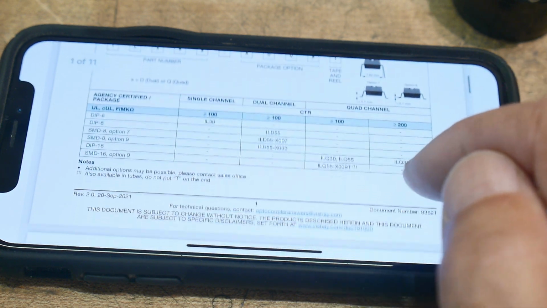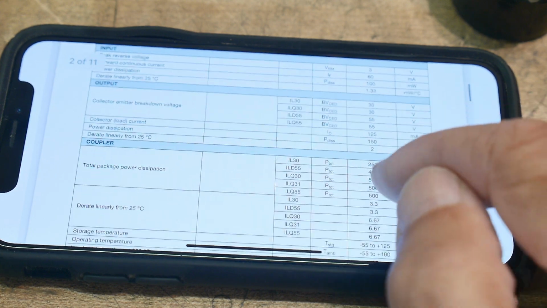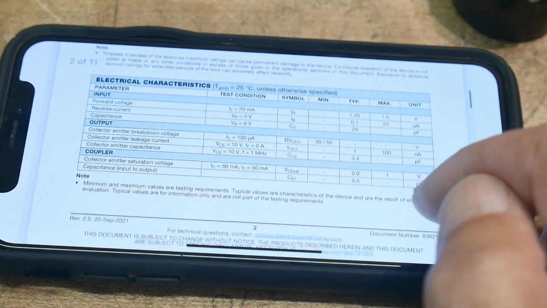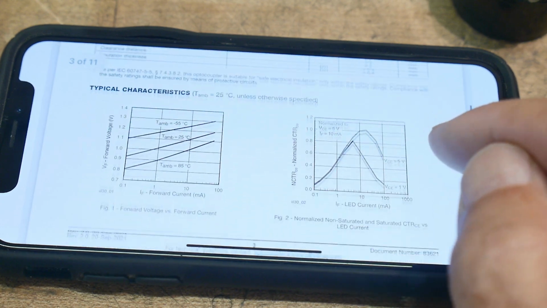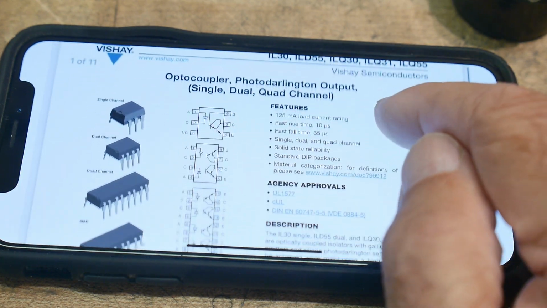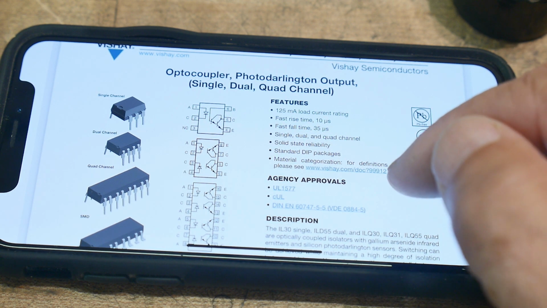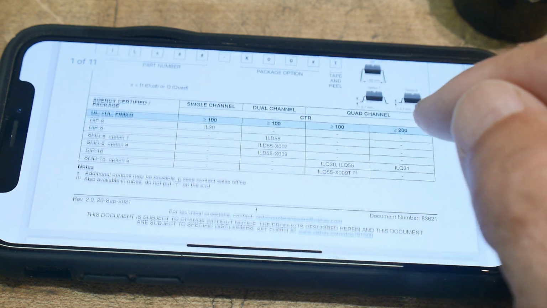Let's see, what does it say about this thing? What we really care about is how many kilovolts will it take? That's what I really care about. Does it say? Maybe I missed it. I mean, that should be the very first number they give you. How many kilovolts of isolation do you get with these things? And it doesn't.